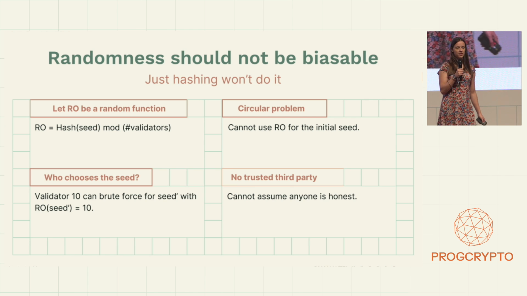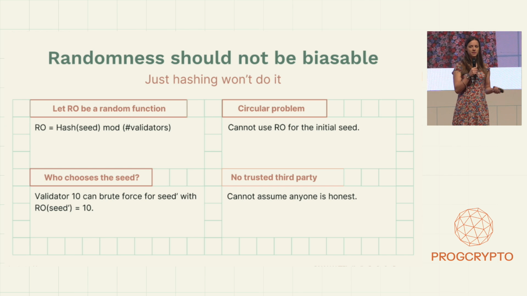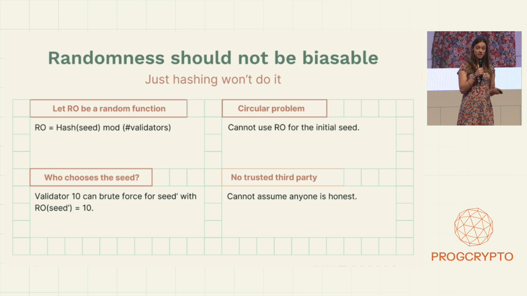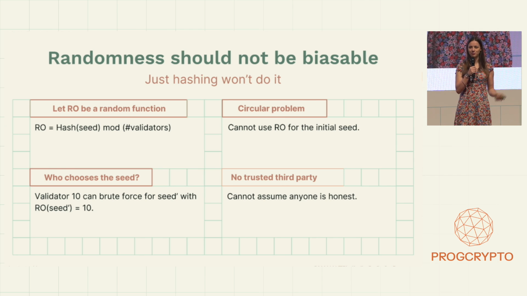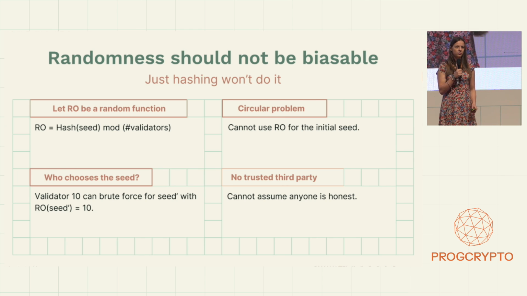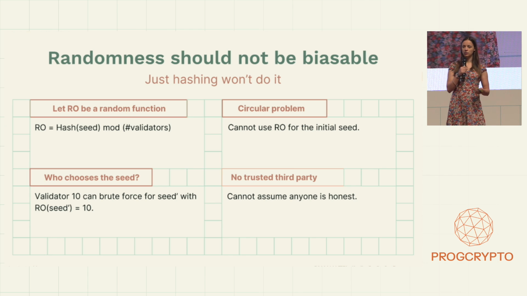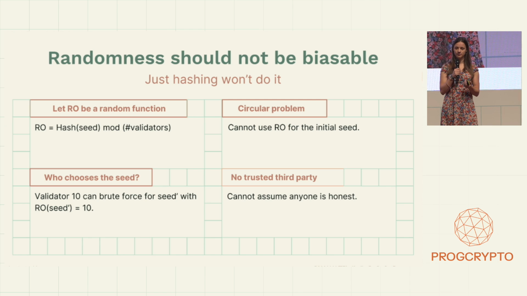Now we have a bit of a circular problem going on, because we need to choose this seed somehow. We kind of want it to be random. We can't use RO for choosing the initial seed, because that would be circular. And we're in a distributed setting where we don't have any trusted parties that we can rely on to choose this seed for us.